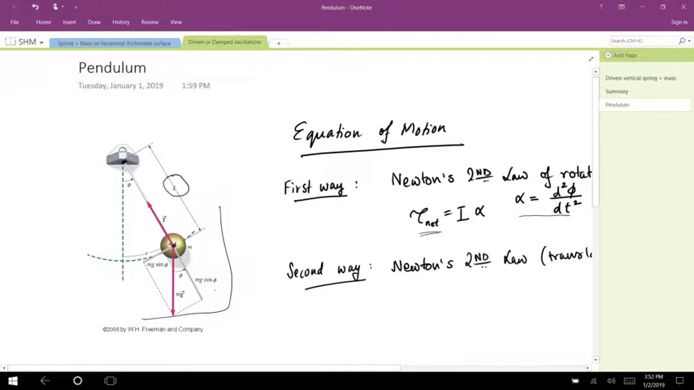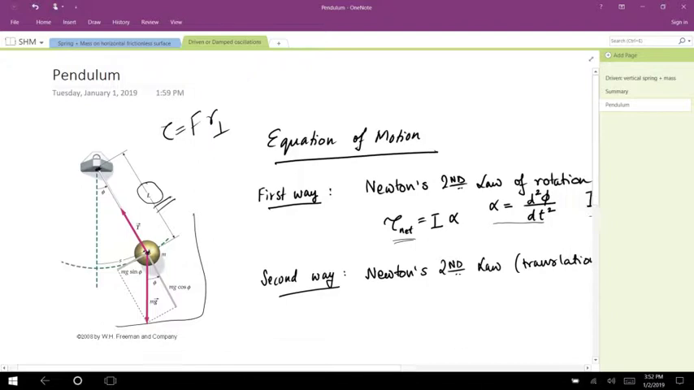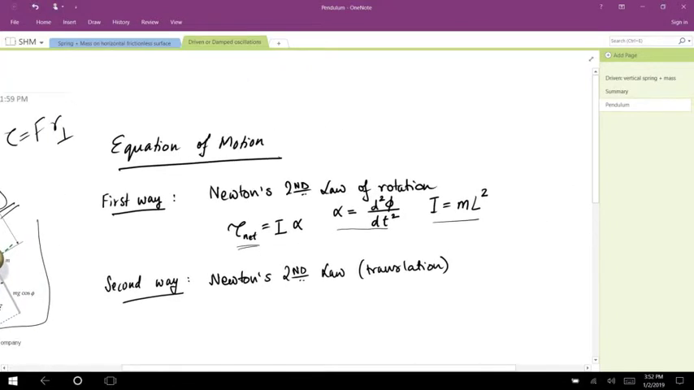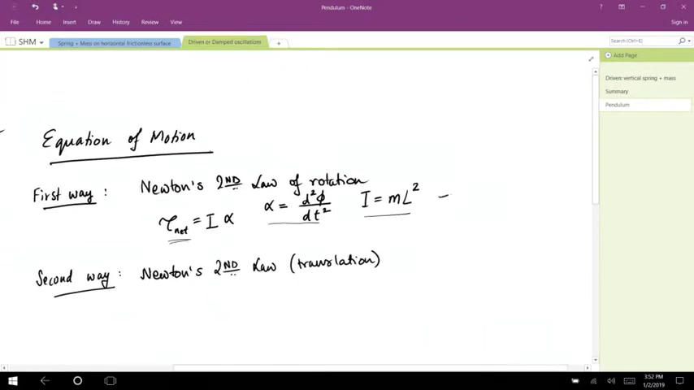Mg sine phi is the force that is causing a torque, and that torque is equal to force multiplied by perpendicular distance. If you remember, tau equals F times r perpendicular. And the perpendicular distance again is L. So we can simply write this tau net is equal to mg sine phi multiplied by L.